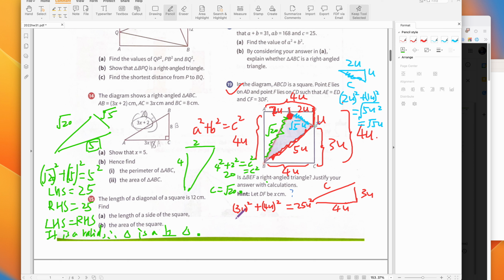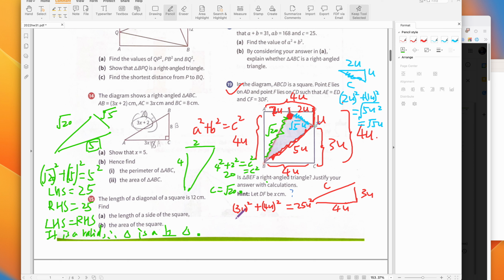Can you follow? Okay, can you follow? So you make use of this one first to find that this is 5 using this one, and then you get this out also to find that this is square root 5, and then you get this one out to get this is square root 20. Okay, and then ultimately you just prove that whether this is valid.